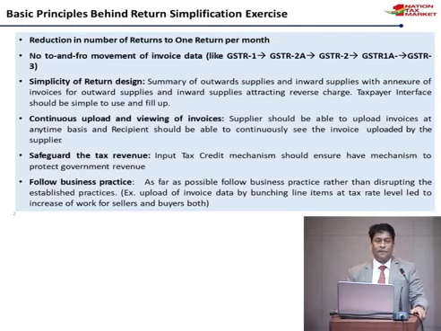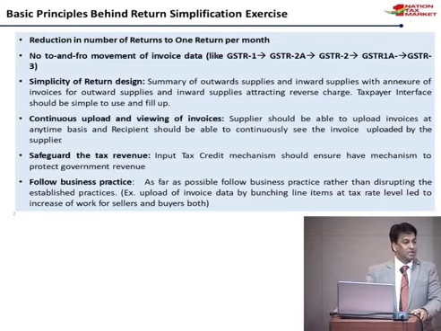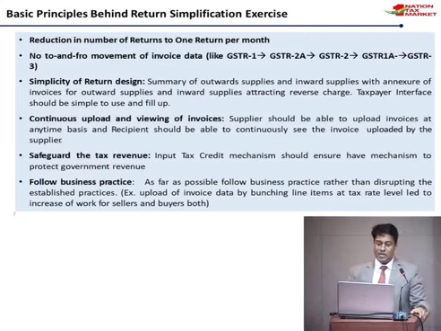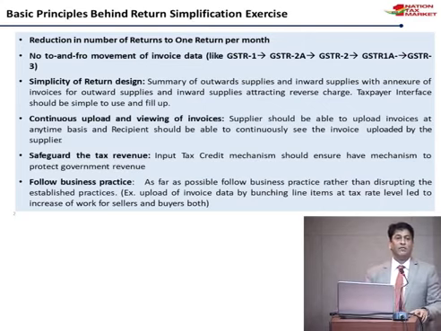They say summary of outward supplies, my outward supplies, and inward supplies with annexure of invoices for outward supplies and inward supplies attracting reverse charge method. So my outward and my liability as a reverse charge will come as annexure, and there would be kind of consolidated monthly return. Now what this will have? Continuous upload and viewing of invoices.